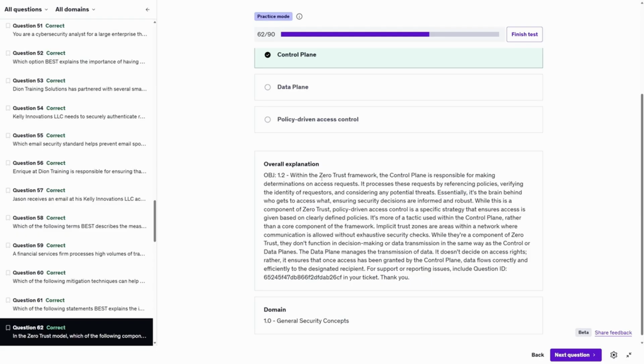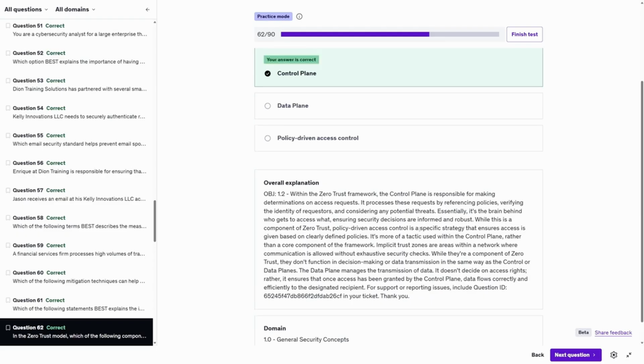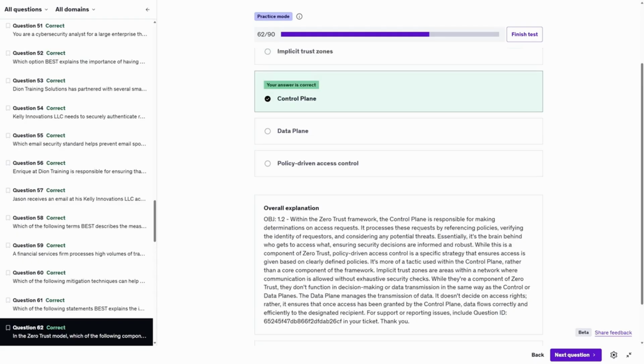While this is a component of zero trust, policy-driven access control is a specific strategy that ensures access is given based on clearly defined policies. It's more of a tactic used within the control plane rather than a core component of the framework. I'll leave up the other answer choices for a few extra seconds.